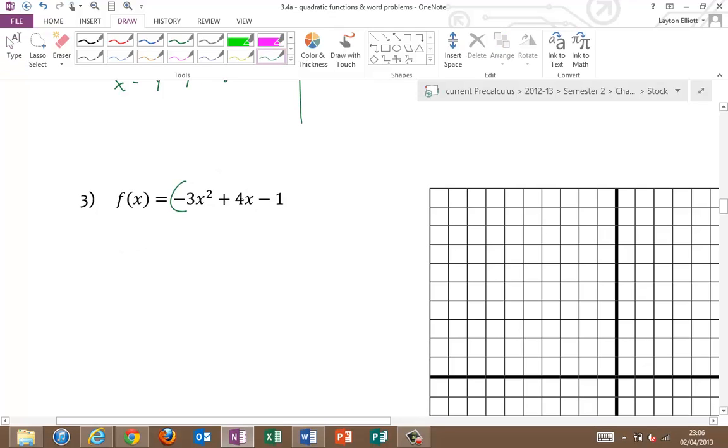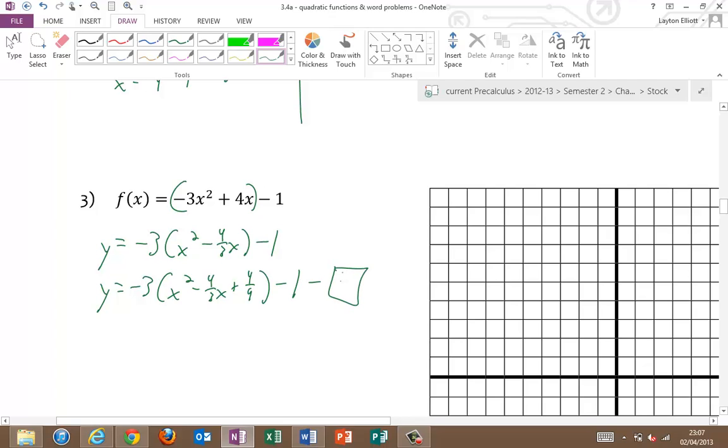We got grouping these. I'm going to pull out a negative 3. You get an x squared minus 4/3 x. I still have the minus 1. I'll do y equals. Then I'm going to say, okay, so what is half of 4/3? Half of 4/3 is 2/3. 2/3 squared is 4/9. Then I have minus 1 minus 4/9 times negative 3. So then I have y is equal to negative 3 times (x minus 2/3) squared.